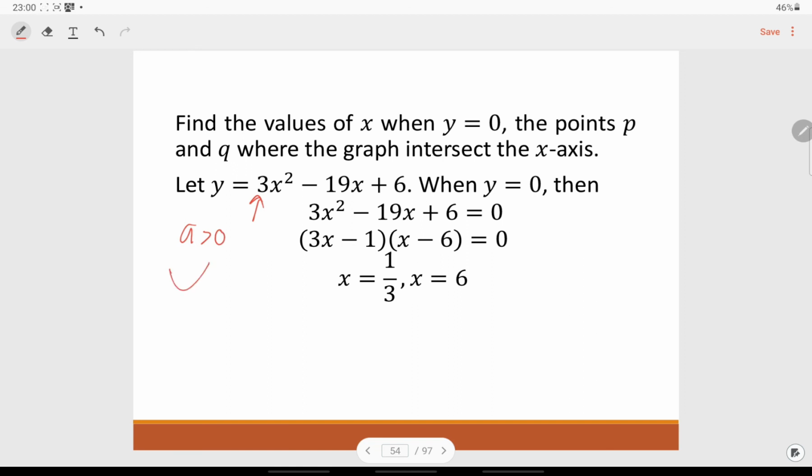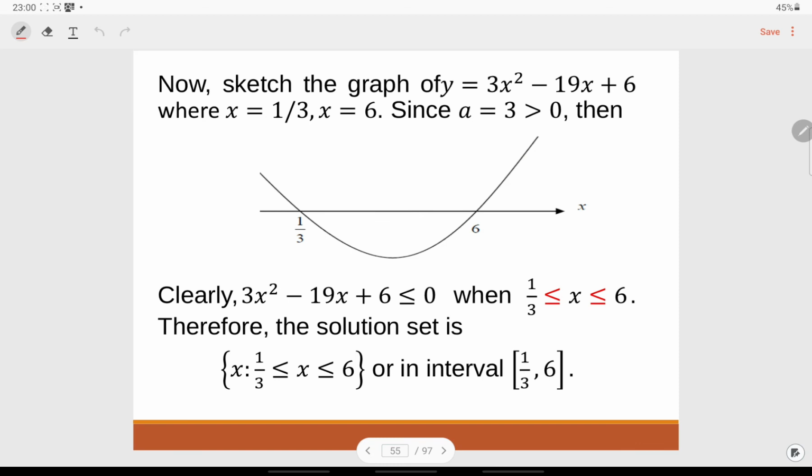Then we let y equal to 0, so we have this equation, and then we factorize. We come out with these two intersection points: 1 over 3 and 6. Because 1 over 3 is smaller than 6, we have this one as p and this one as q. So we put in the graph form. We have two intersection points, and it is a smile graph.